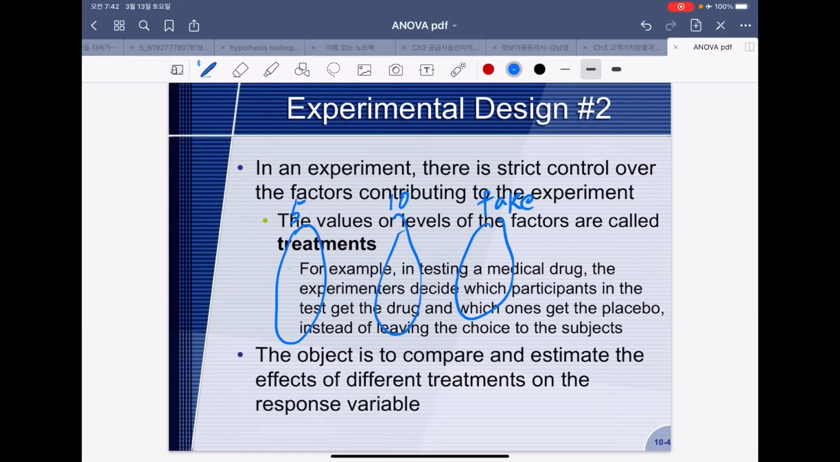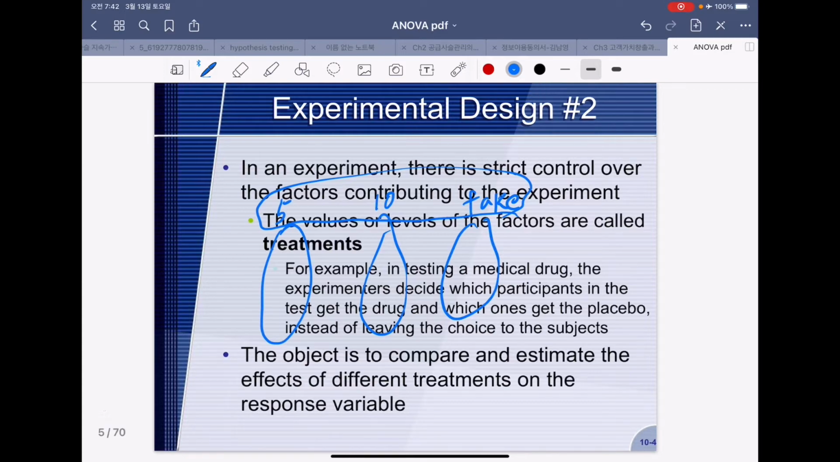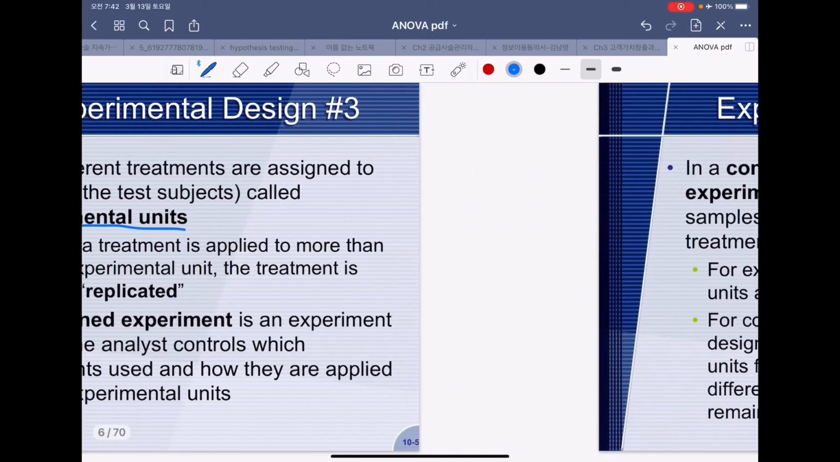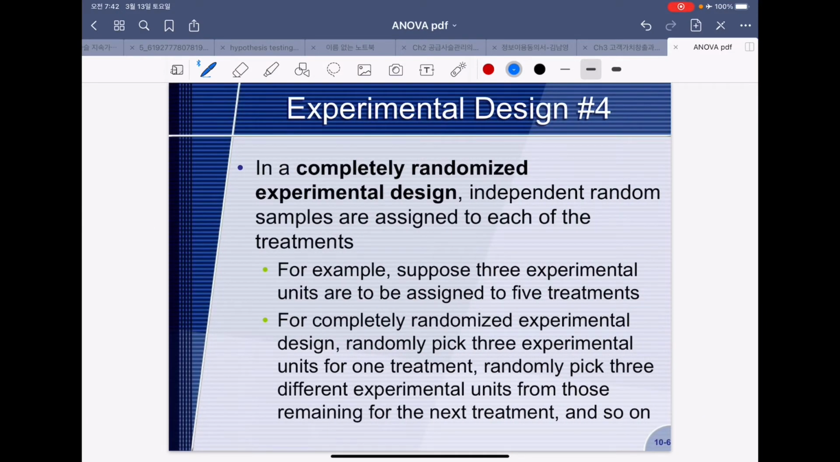And by the way, these are called treatments. So in this case, the amount of dosage is called treatments, and people who participate in the experiment are called experimental units. When you create groups, the people are selected randomly. In that case, it is called a completely randomized experimental design.